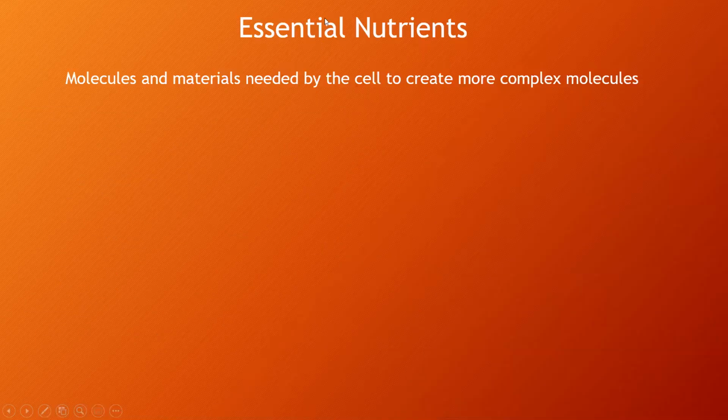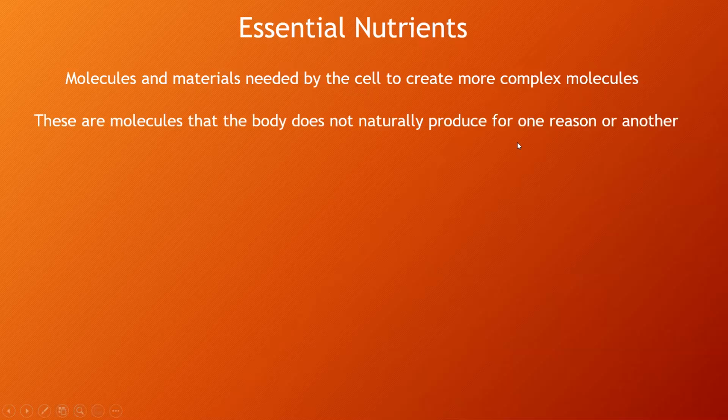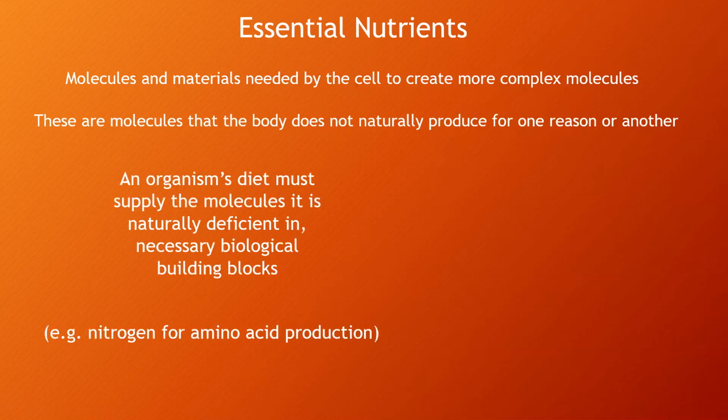And so essential nutrients are these materials and molecules that are needed by the cell to create complex molecules, right? And so these are things that our body cannot naturally produce for one reason or another. Often, it's too complicated to add a brand new set of enzymes. We haven't evolved the appropriate enzymes or proteins in order to break it down, or it's just easier to get it elsewhere.